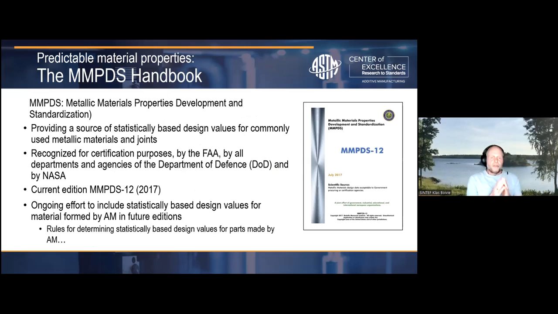But we need to develop, of course, predictable material properties, which normally depend on the process parameters you have. But to be able to design for these properties, there is something called the MMPDS handbook, Metallic Material Properties Development and Standardization, which is a source for statistically based design values for commonly used metallic materials and joints. It's recognized for certification purposes by the FAA. It's also recognized by different departments and agencies, such as the American Department of Defense and NASA. The current edition was published in 2017. The next edition they're working on will include AM materials.